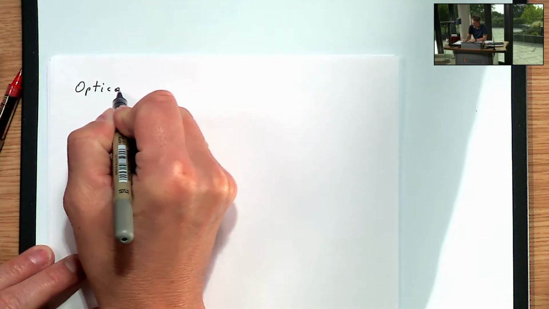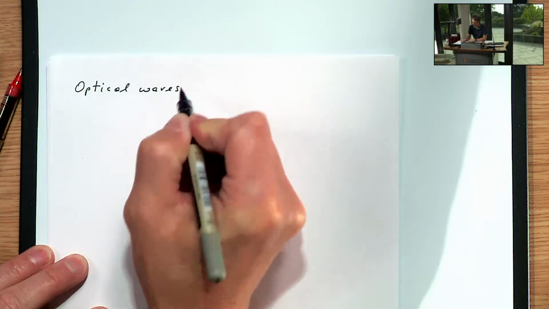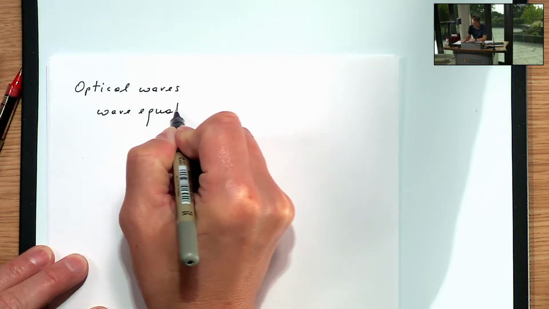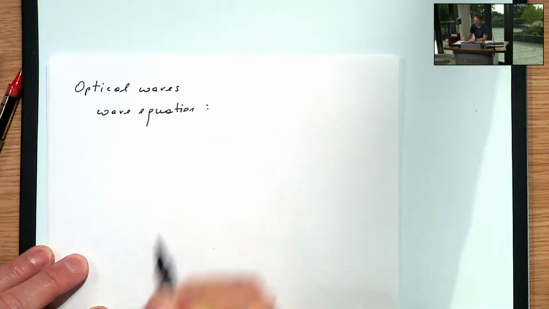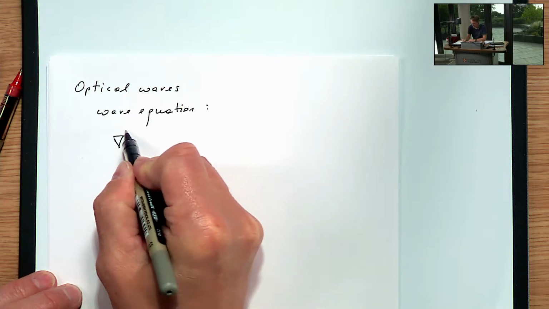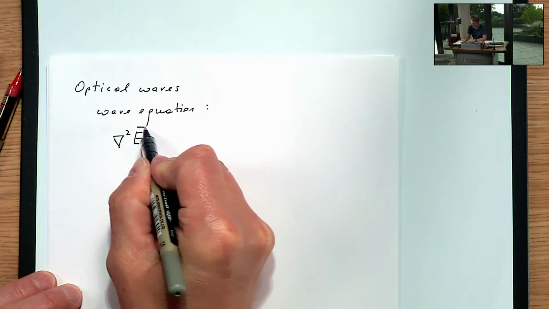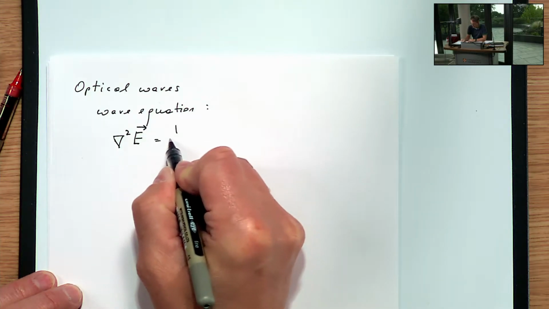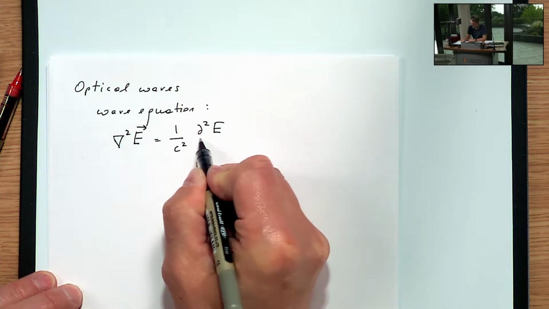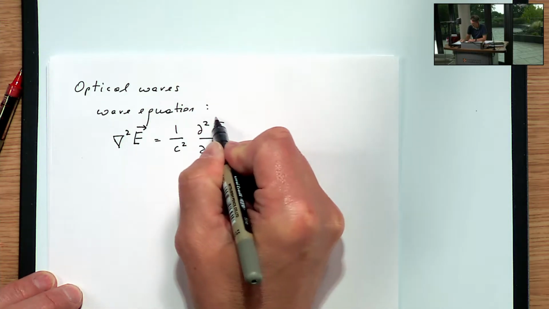So let's look at the wave equation. Let's call it optical waves and the wave equation. You can write the wave equation as follows. It's a differential equation, del squared E equals 1 over c squared d squared E by dt squared.